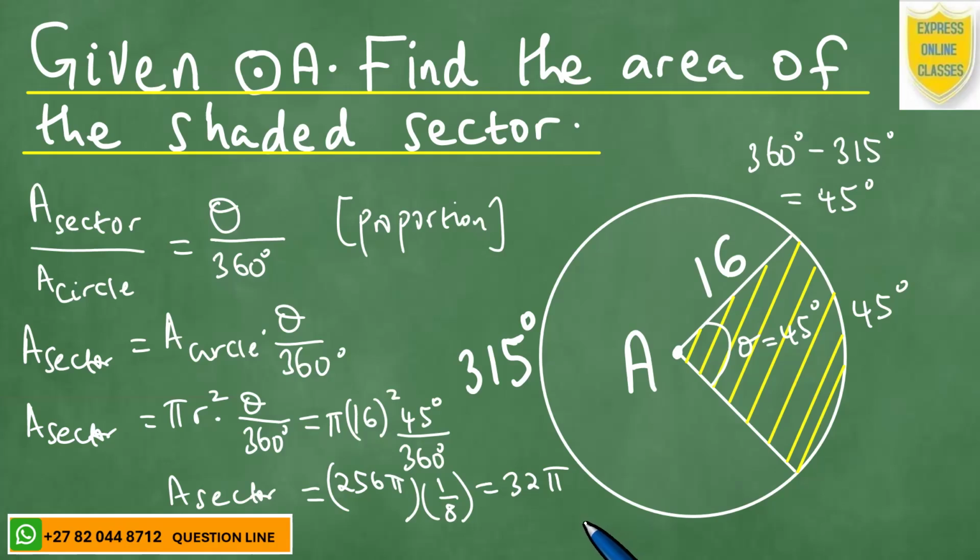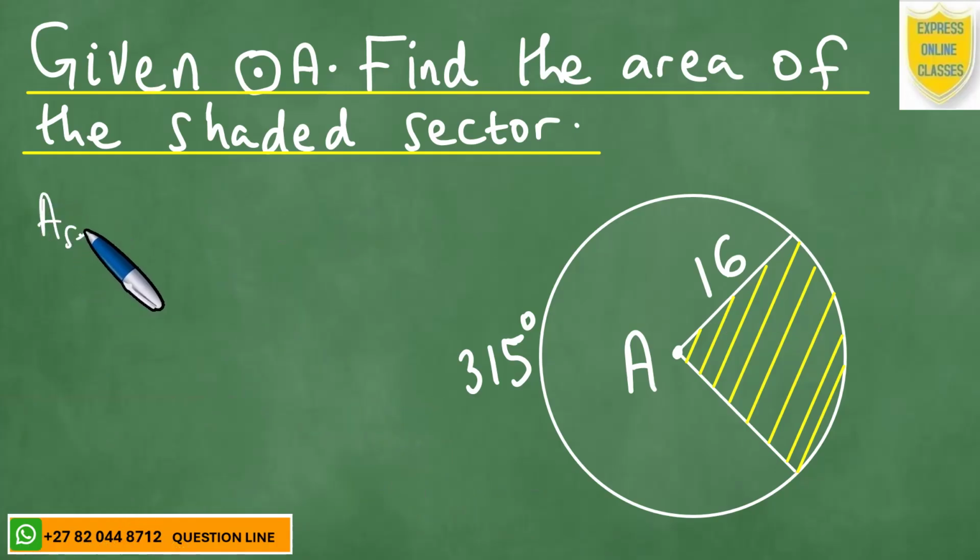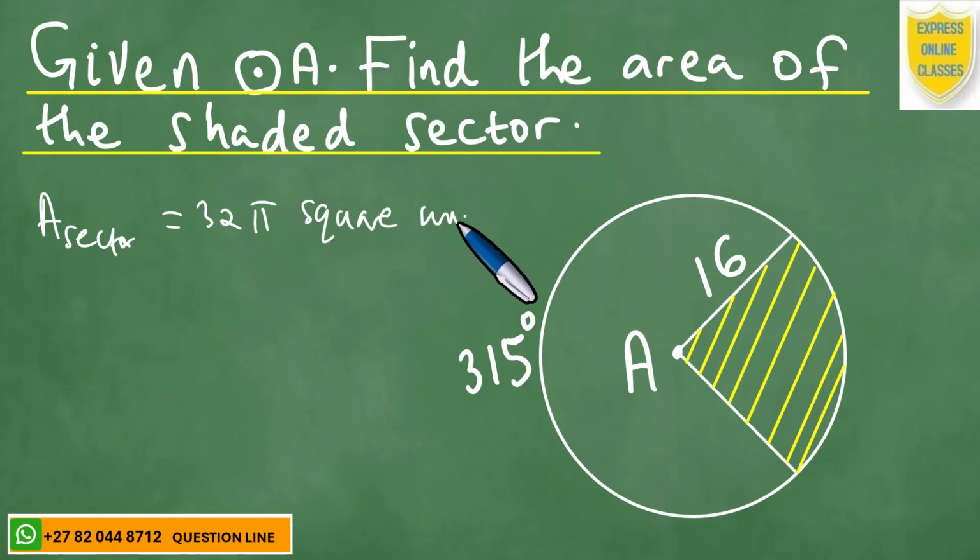So we have got the area of the sector, and it therefore means that the area of the sector is 32 pi. In other words, we can be rest assured that the area of the sector is 32 pi square units. The area of this sector is 32 pi square units.